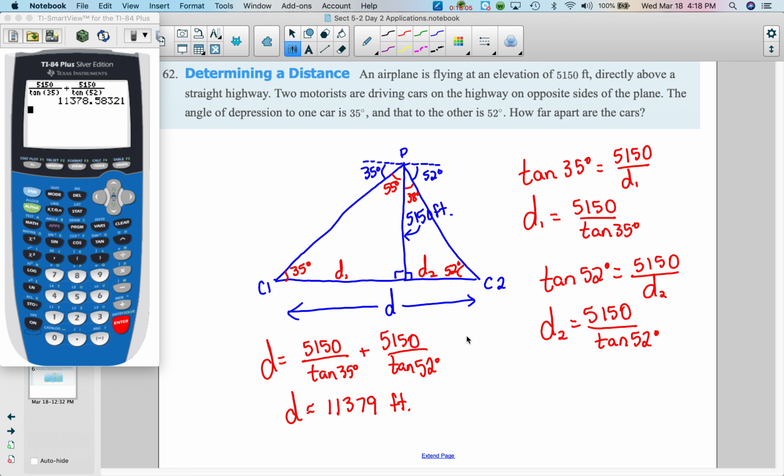Now, the reason why I didn't do the separate ones and add them together is I would have rounded, and then I would have rounded, and then I would have rounded. You really want to just try, when you have multi-step problems, you are better off just rounding one time at the very end, so try and get in that habit.